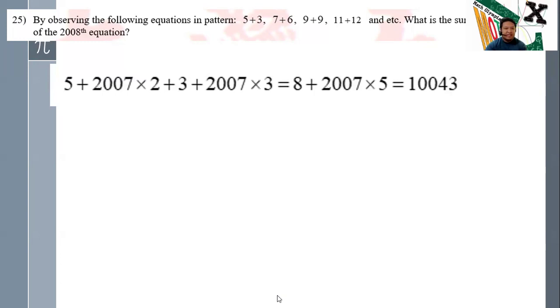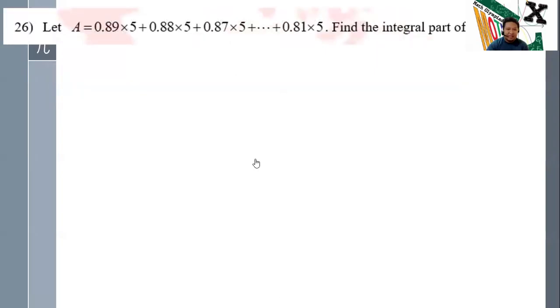For number 25, I can see, wait, let me double check. I think I haven't double checked number 25. The pattern is missing for number 25, so we cannot solve it. I think we can skip number 25 because the given is not complete. So we will be skipping that one first. Let's go with number 26, the invalid question. The given is missing for that one.